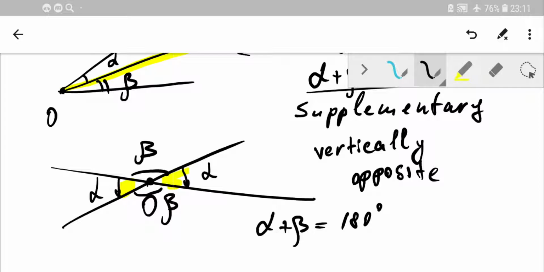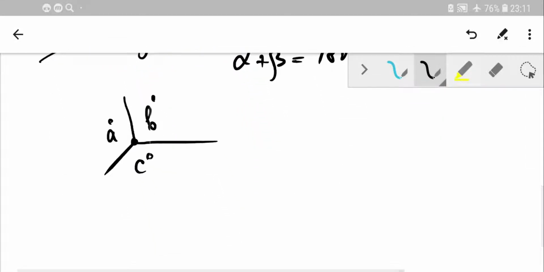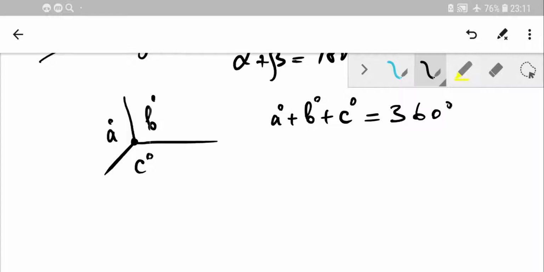Let's consider another classification. For example, you have a point and it is split up into at least three angles. Let's say A, B, and C. Instead of Greek letters, now I use just Latin letters, or English letters. So this is an angle centered at the point. What do you think happens if you add the degree measures of each angle together, A, B, and C? They make 360 degrees. That's always the case.